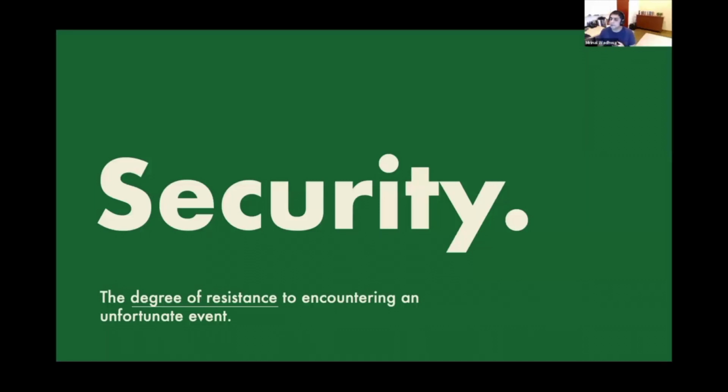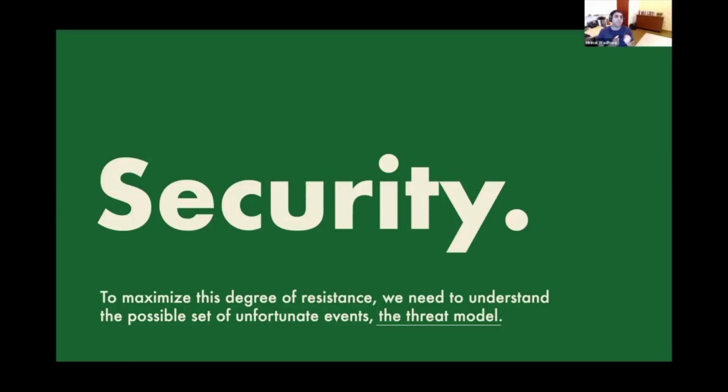As you start thinking about how to secure this, I find it's helpful to define security in that context. My definition that I like is: it's the degree of resistance to bad things happening, to unfortunate events. And to understand and improve this degree of resistance, we need to understand the possible set of bad things that could happen to our system. That's typically referred to as the threat model. Because the topic of this talk is messaging and communication, the threat model I want to focus on is the threat model in communication within IoT systems.